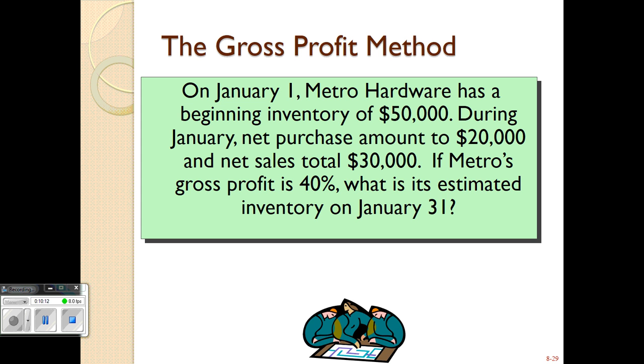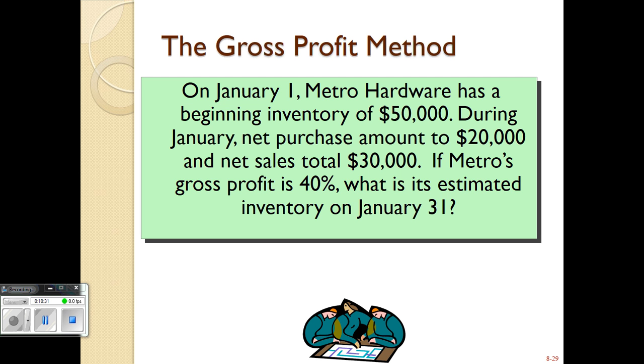So we've got this store, Metro Hardware. Beginning inventory was 50 grand. During January, net purchases amounted to 20. Net sales totaled 30. If their gross profit is 40%, what's the estimated inventory on January 31st? The thing to think about here is, suppose there was a fire on January 31st.